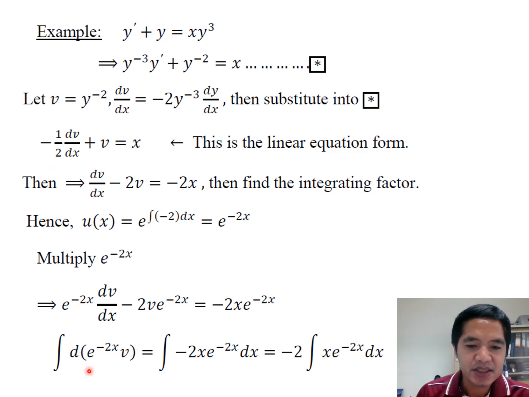So then you look for the combination from here. You're going to get d of e to the minus 2x v, right? This is the product rule from e to the minus 2x v, and on the right hand side is minus 2x e to the minus 2x. You can rearrange it to get minus 2 integration of x e to the minus 2x dx. In this form, you have to use integration by parts to solve it. If you don't know how to do it, you have to ask someone, or review yourself from when you studied as an undergrad. This is the basic one that you have learned before.